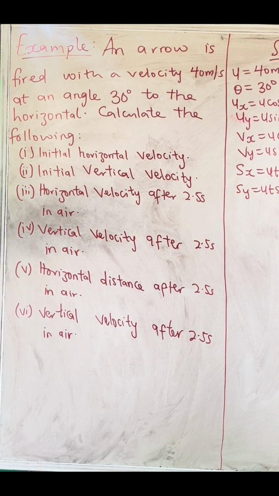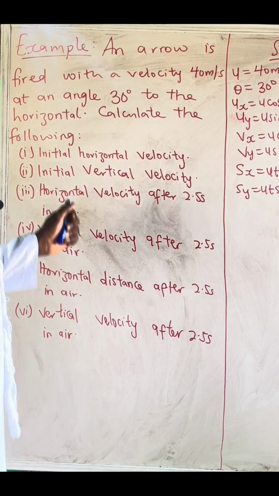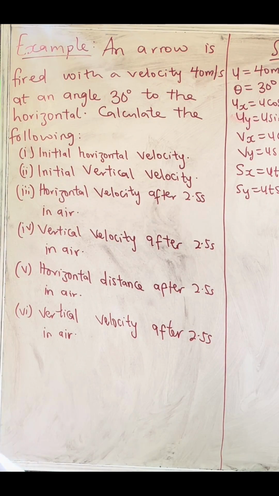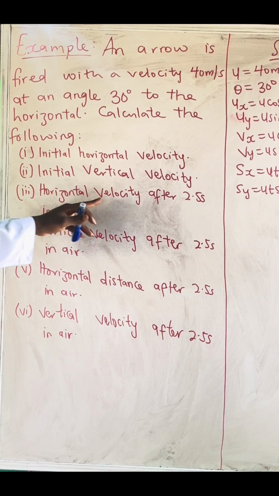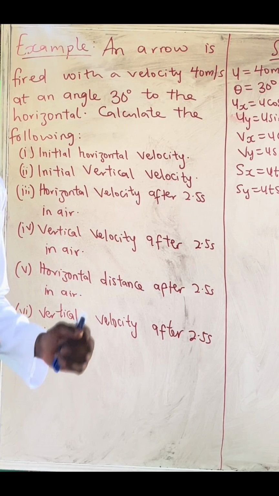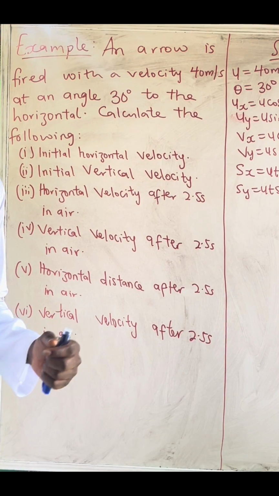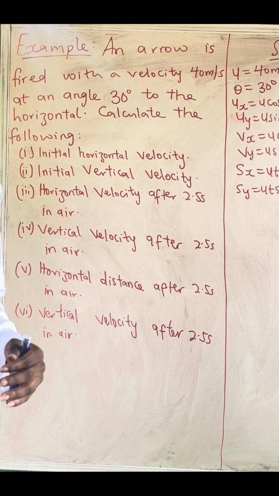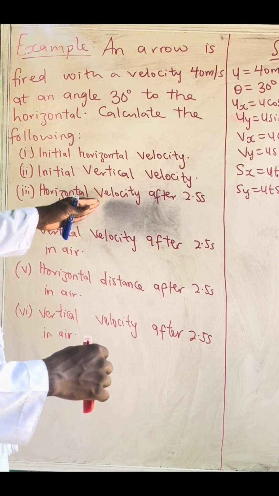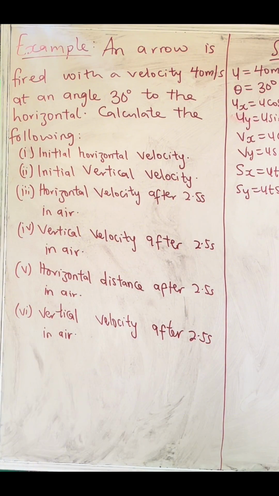So we all know that initial horizontal velocity is ux, initial vertical velocity is uy. But what is this horizontal velocity after 2.5 seconds in air? This is just talking about the final velocity. That is, after an object has moved with an initial velocity, it's going to attain a final velocity. So that's the final velocity we are asked to look for.